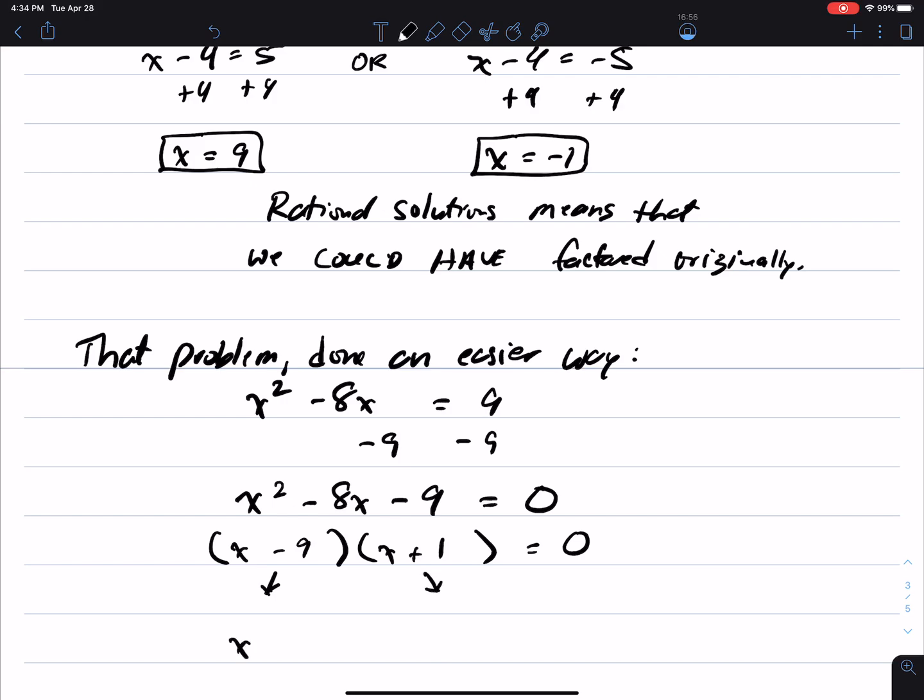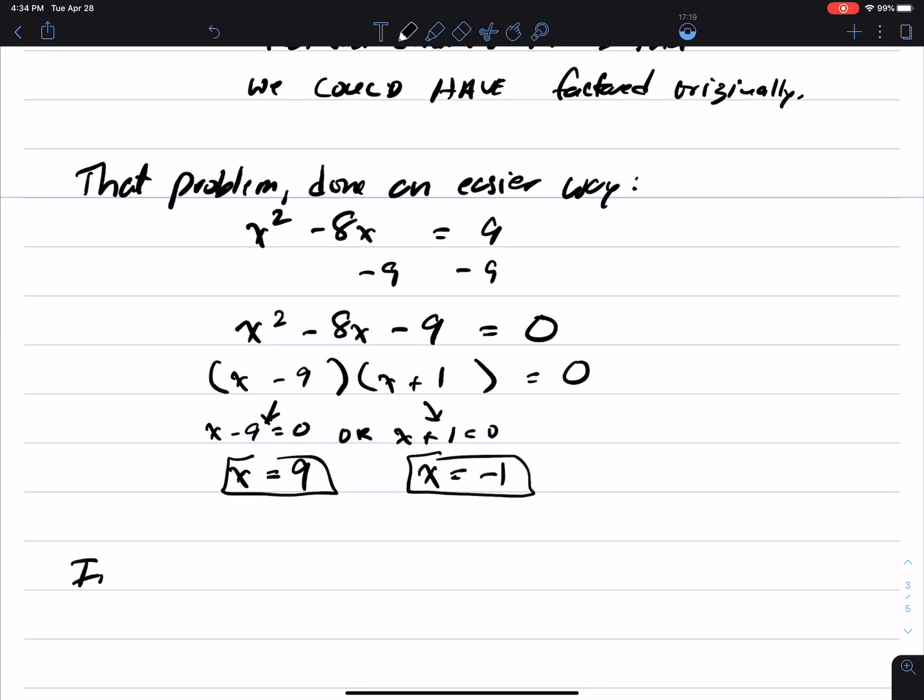I'm going to shortcut this. If x minus 9 is 0, obviously x is 9. And here, hopefully you can see that x would have to be equal to negative 1. If you can't see that, it's because x minus 9 equals 0 or x plus 1 equals 0. So you get those two solutions, and that's what we got up above.